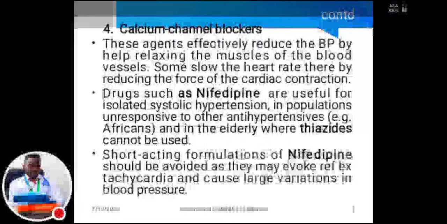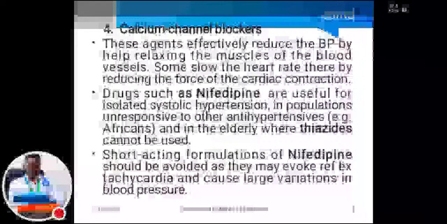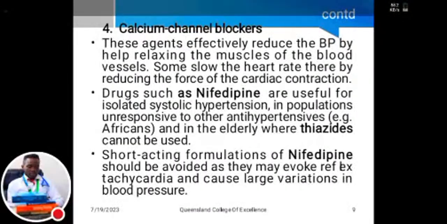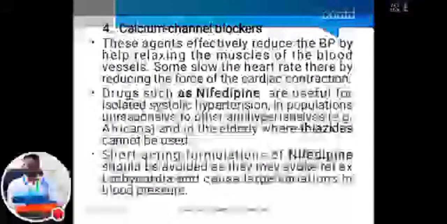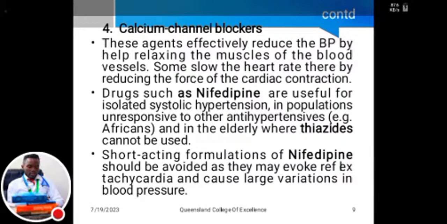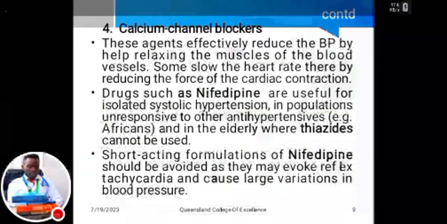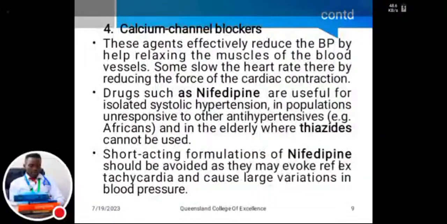For example, in Africa, like I said, in the elderly, where we have thiazides, we also use thiazide. Like thiazide, in the elderly, you cannot give thiazide; it cannot be used because it will make them become quiet. They'll stop doing activities, like they just lose the sense of sympathetic stimulation. They can't respond to anything other than just sitting quiet.